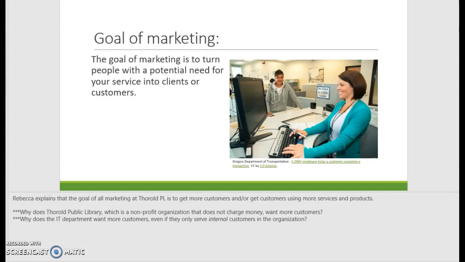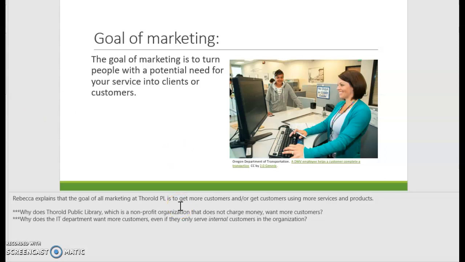On slide 7 it says, what are we doing when we market things? Well, we're trying to turn people out there with a potential need for our service or our product into clients or customers. So we have to take whatever service or product that we build, create, offer, and convince people that they need it and they want to buy or use it.